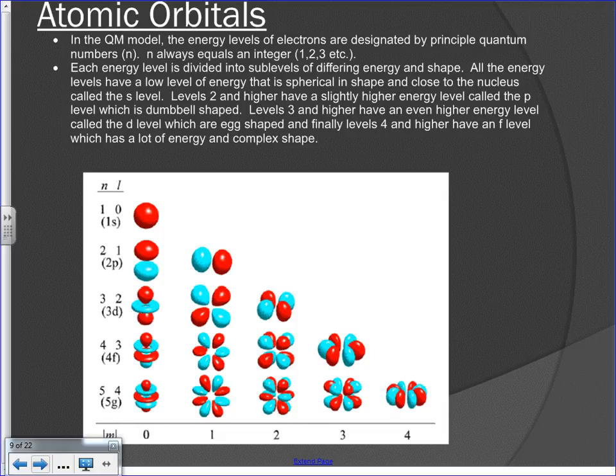Okay, so here's what the orbitals really are, idealized at least, to look like. In the quantum mechanical model, the energy levels of electrons are designated by numbers, and that number is always an integer. That's a whole number, right? You can't have level 1.5 because you can't be in between the levels.